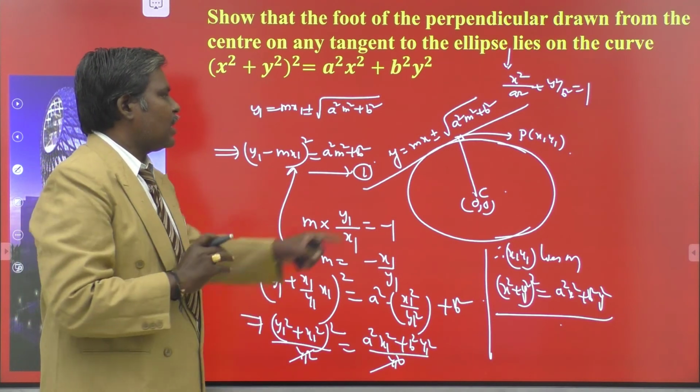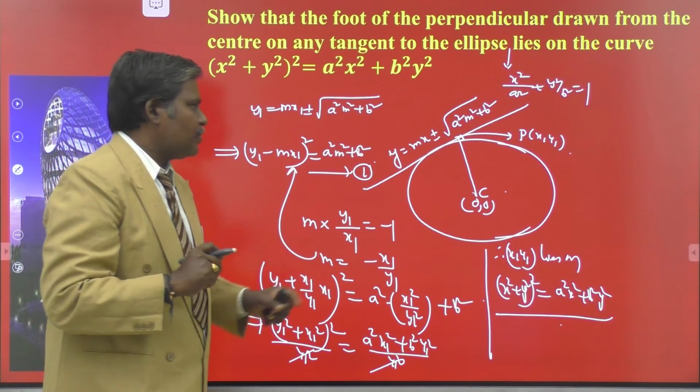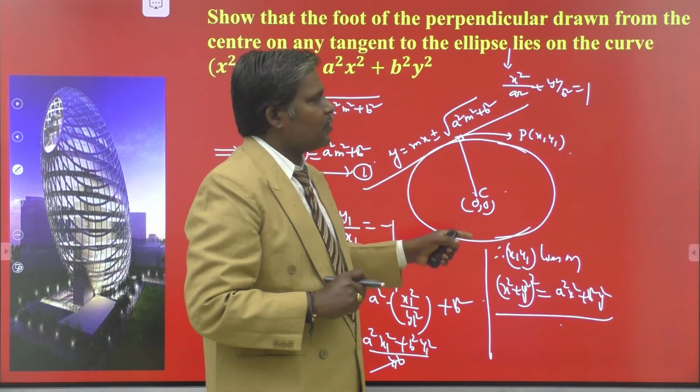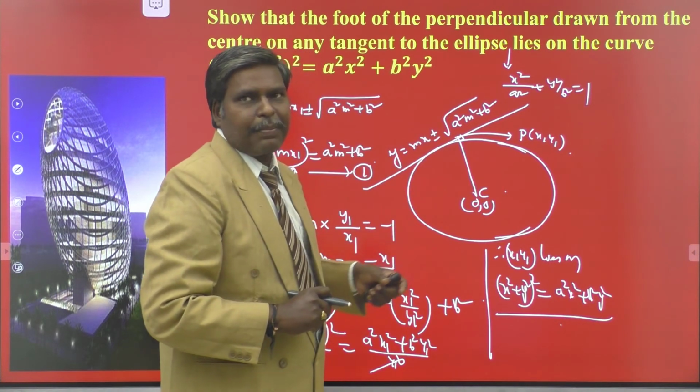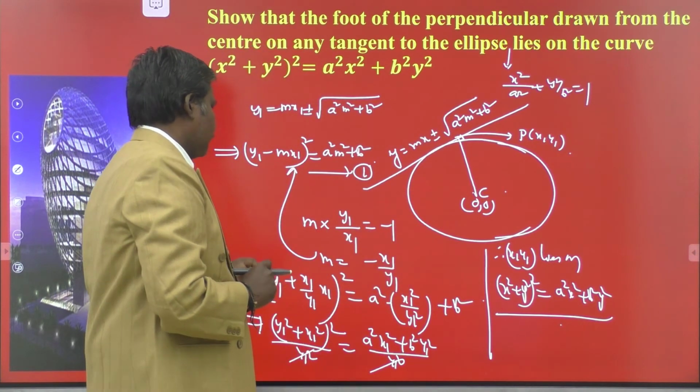Understand? So we are using only two concepts. One is your foot lies on that line, that is the first concept, and the product of slopes is −1 because these two lines are perpendicular to each other. Okay.